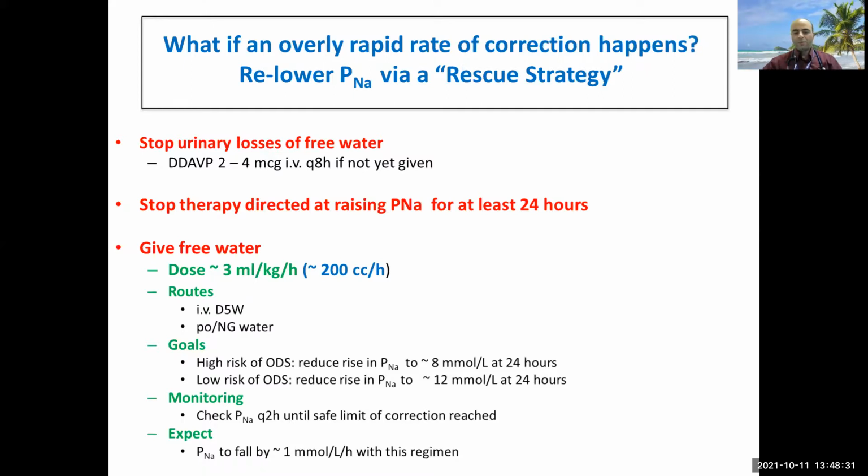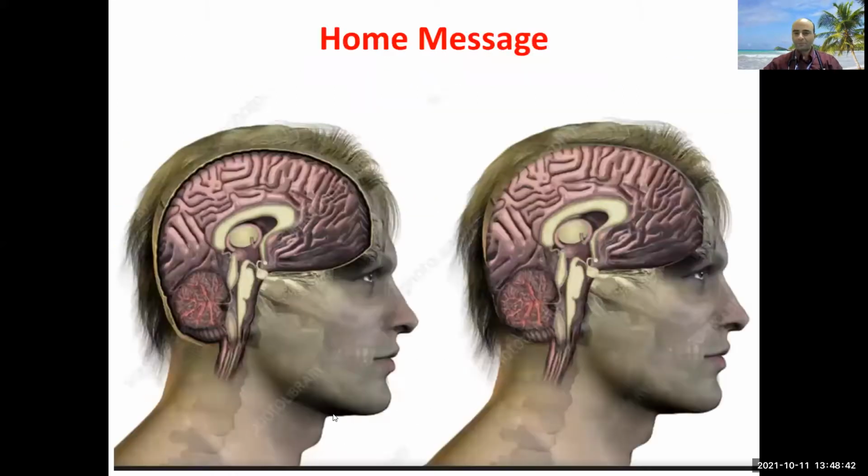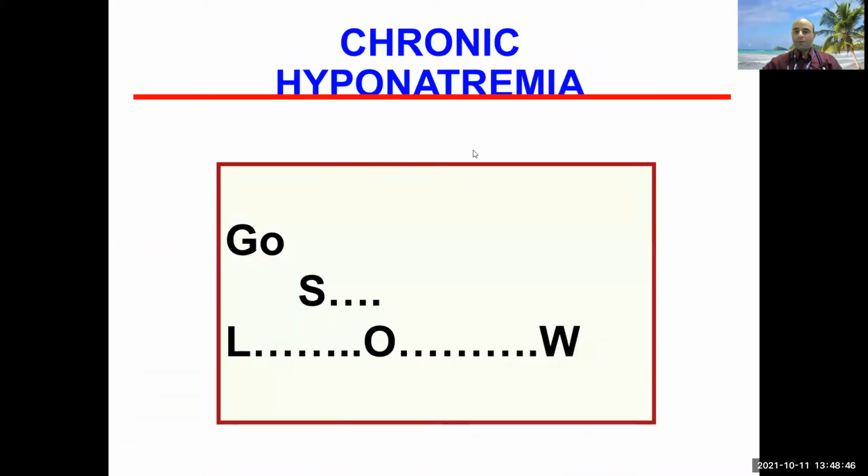Expect plasma sodium to fall by 1 millimole per liter per hour with this regimen, and you will check your sodium on a regular basis. My take-home message today again: chronic hyponatremia, please go slow. Don't be in a hurry.